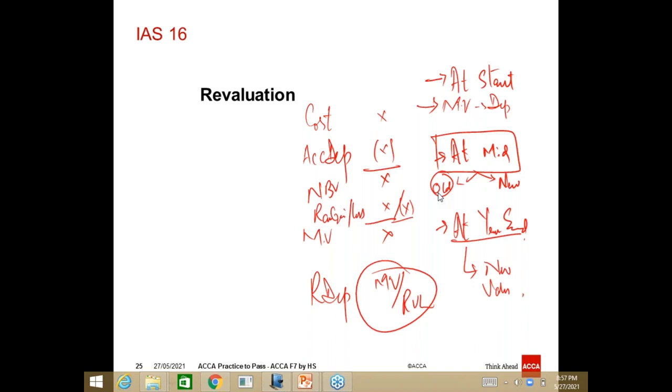If you are doing the revaluation, the whole class of the asset will be revalued. NBV is net book value, and market value. New value means the market value, the revised market value.